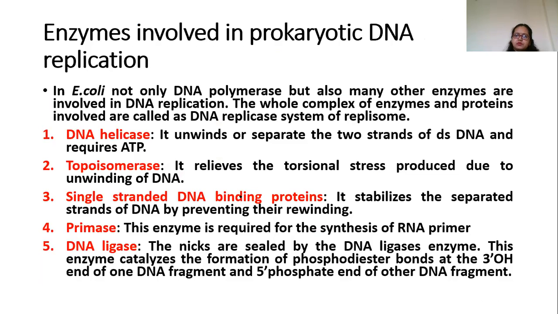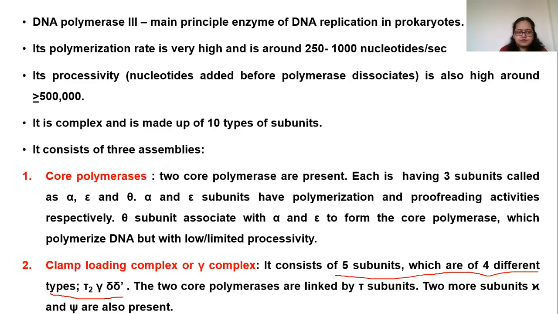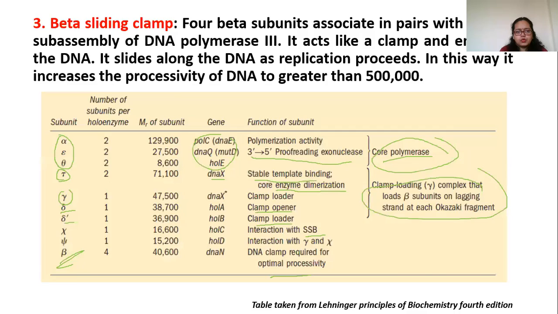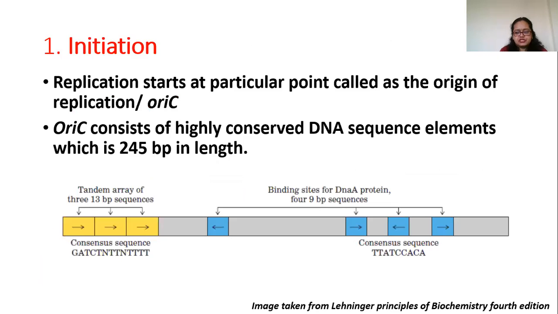Now, enzymes involved in prokaryotic DNA replication. We can recall that in the previous lecture we named them simply helicases, topoisomerases, SSB, primase, and DNA ligase. But in E. coli and also in eukaryotes, they are named differently. Like we have seen DNA B, DNA A, DNA G, what are they?